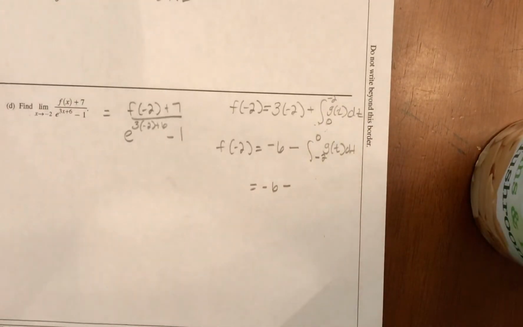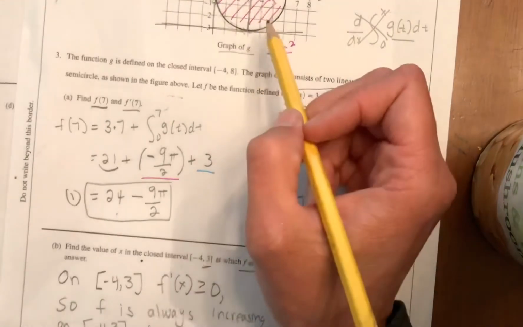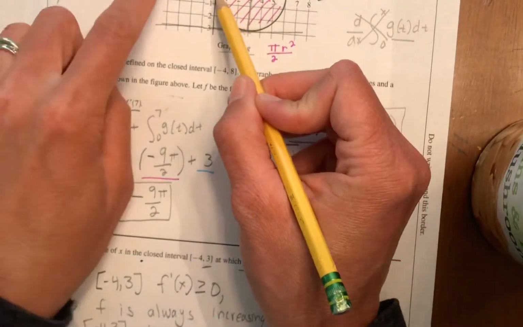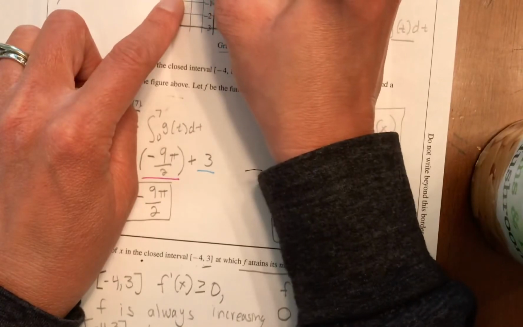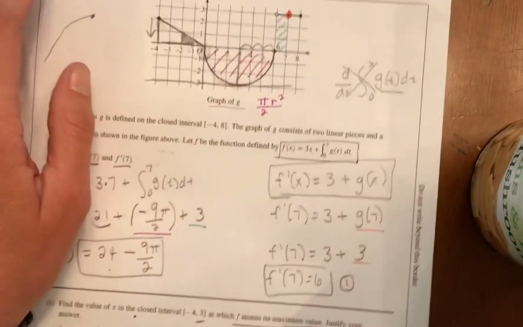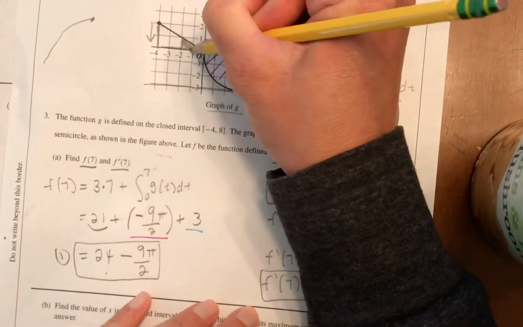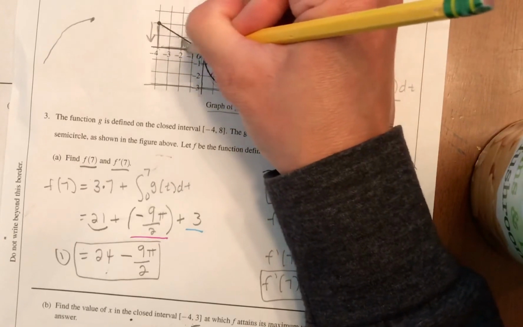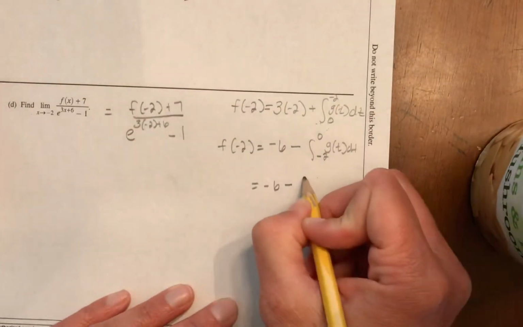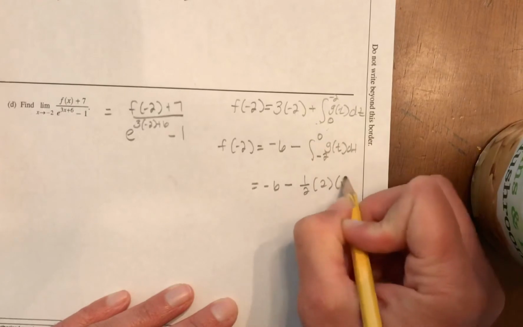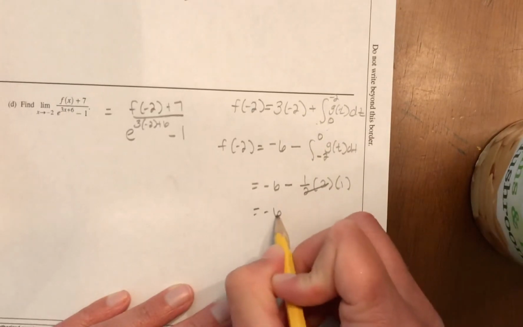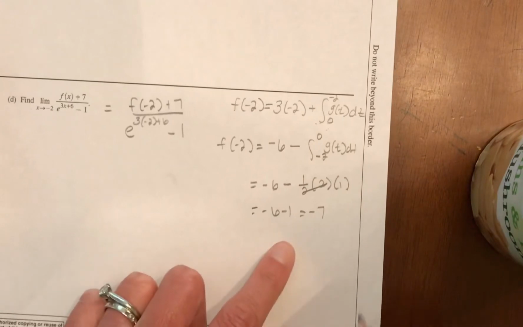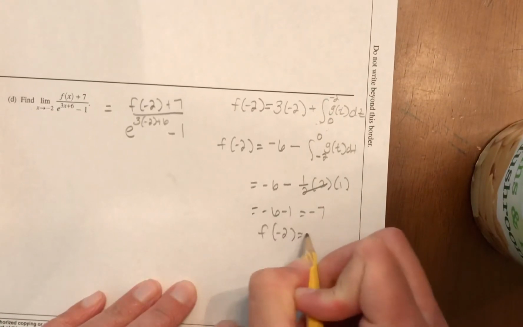So when we're calculating that last bit of area, starting at 0 and going to -2, that's the area, oops, you can't see what I'm doing. That's the area under the curve right here. I'm running out of colors. Okay, so I can see this is the area of a triangle, 1/2 base times height. The base is a length of 2, and the height is a length of 1. Okay, the 2's cancel. So I get that the value f(-2) is -7.